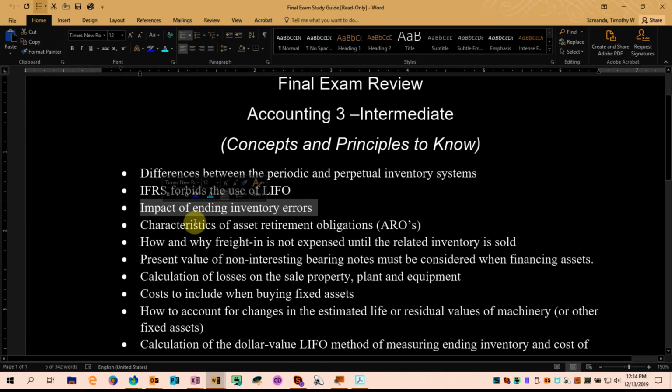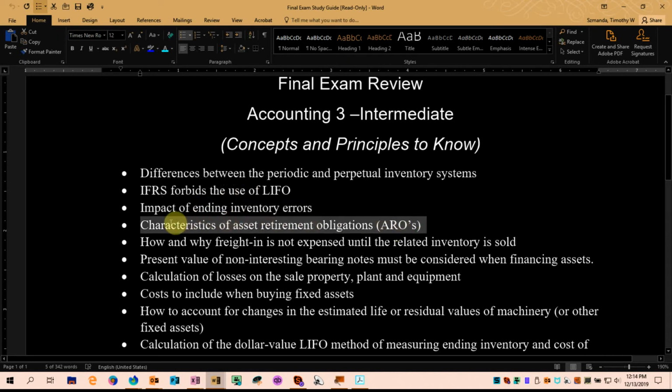So for example, if inventory is overstated at the end of the year, that means cost of goods sold that year was understated, and therefore income was overstated. So that's the impact of inventory errors.